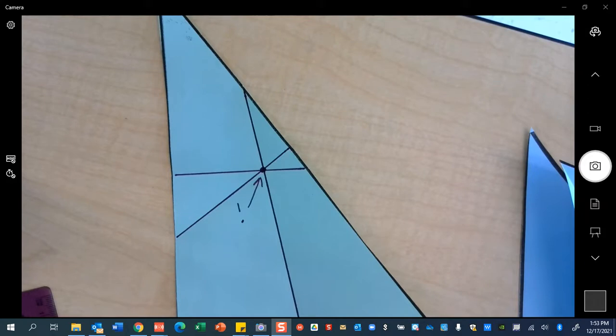Hey friends, if you have a right triangle, your point of concurrency is on the hypotenuse of the right triangle. If you have an acute triangle, your point of concurrency is inside of the triangle. If you have an obtuse triangle, those perpendicular bisectors will all meet outside the triangle. So let's talk for a minute about what mathematicians discovered in this minute. It's pretty darn amazing.